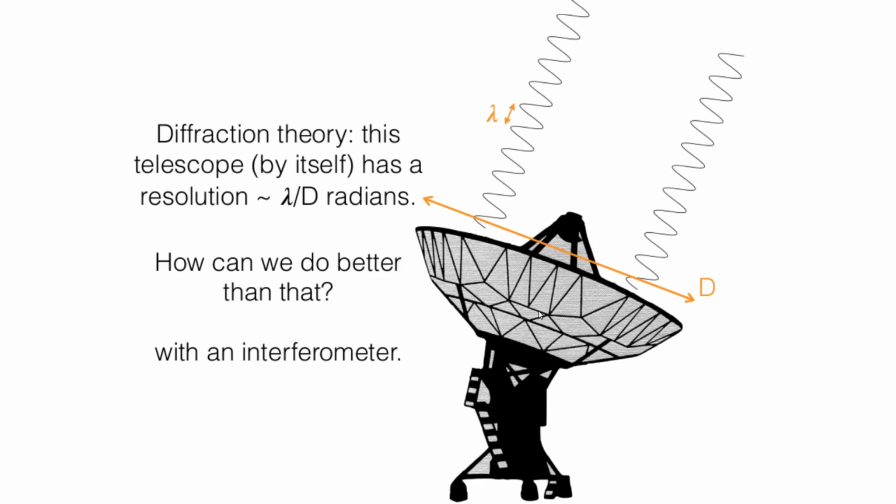GMRT is using these telescopes, 30 antennas like this. As you have seen from the diffraction theory, you already know what happens if there is a slit, right? So what is the resolution of the slit? It depends on the frequency that you are observing and the width of the slit. So it's lambda by d.